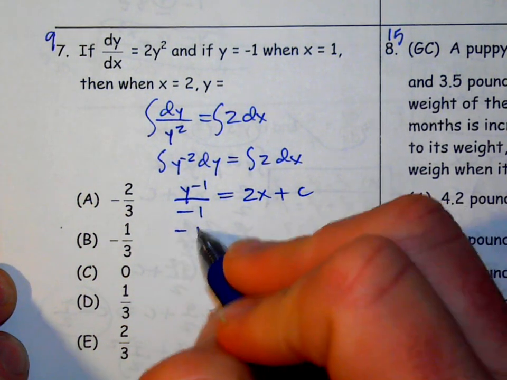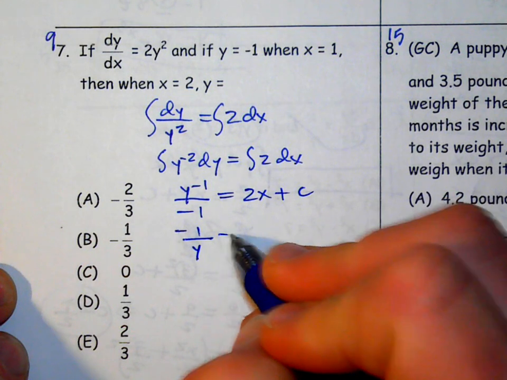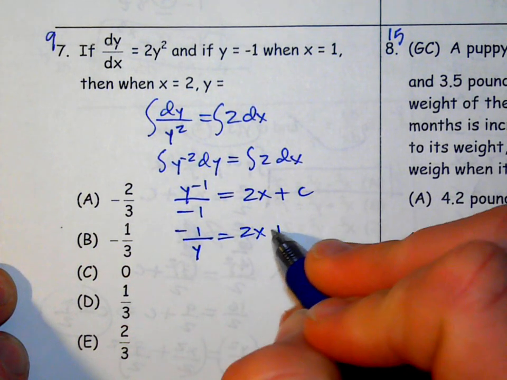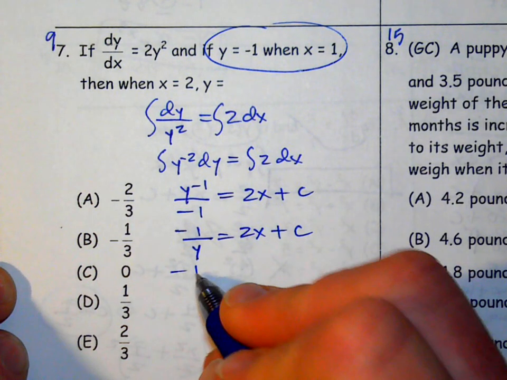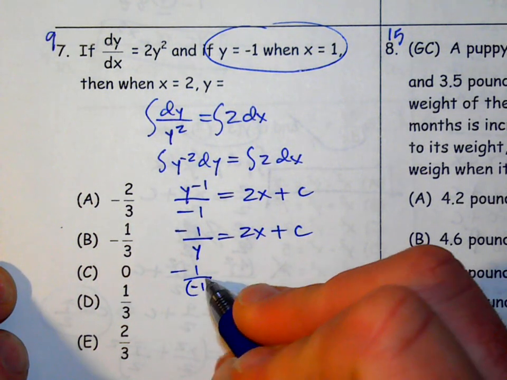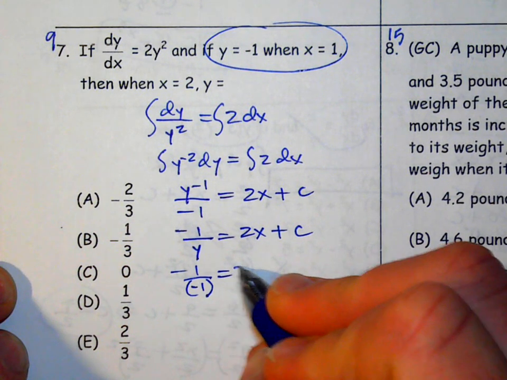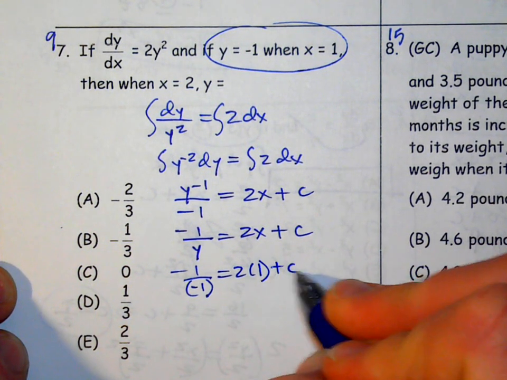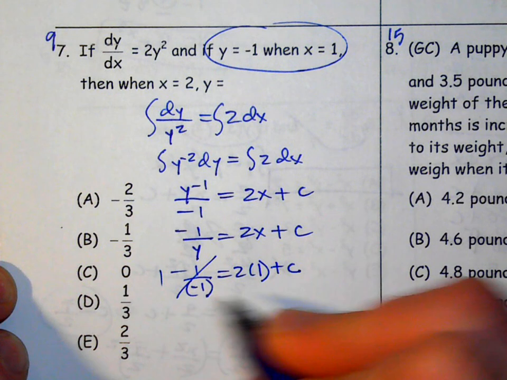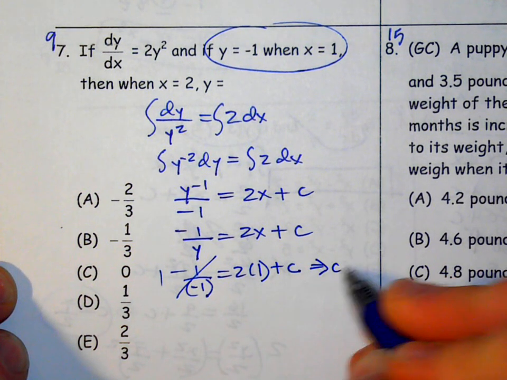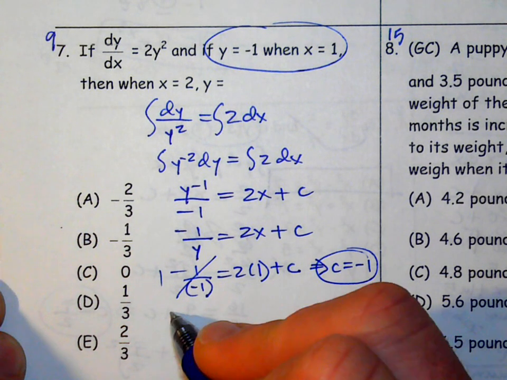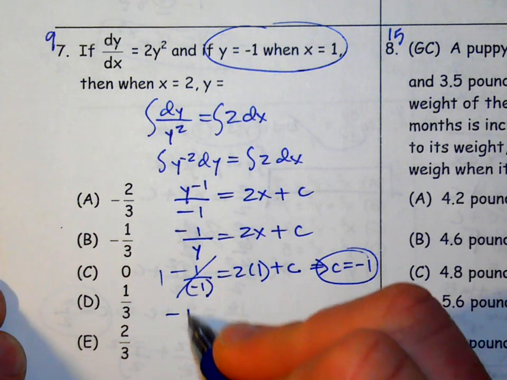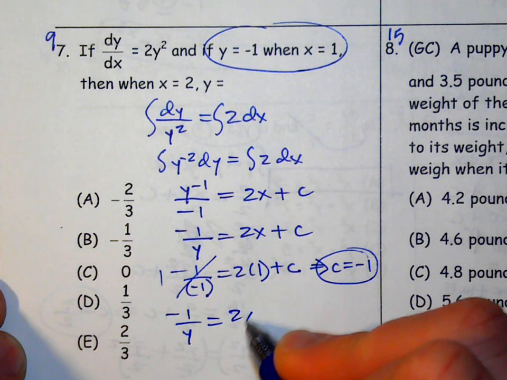I think it would be worthwhile to rewrite it without negative exponents and then try and find the c value. So you have this xy pair, and plug negative 1 in for y, positive 1 in for x. This is going to be positive 1, so c is going to equal negative 1 because you're going to subtract 2. So we're going to go back to negative 1 over y equals 2x minus 1.